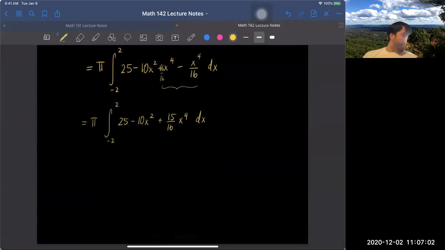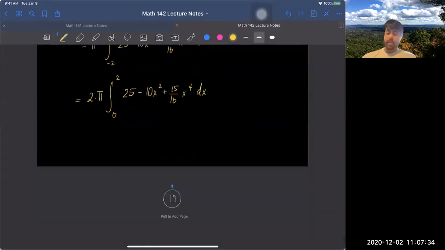And what do you notice about my integral? My bounds are symmetric. And this function inside here is even. I can only do this if my function is even and my bounds of integration are symmetric. I can rewrite this integral by taking out the 2, putting it in front. The integral now goes from 0 to 2 instead of from -2 to 2, because I don't have to worry about that since it's even. 25 minus 10x squared plus 15/16 x to the fourth dx.